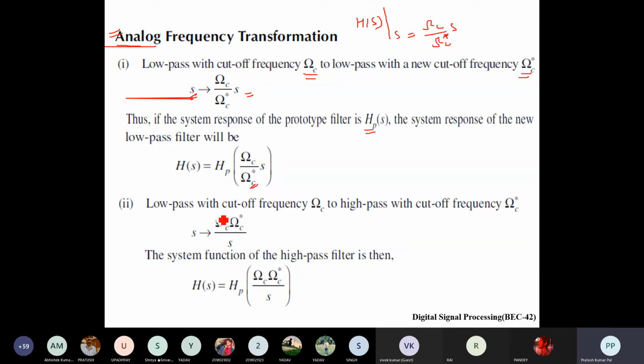Similarly, a low pass filter is given with cutoff frequency omega c, and we need to find a high pass filter with cutoff frequency omega c star. In this case, in the low pass filter transfer function we replace s with omega c times omega c star divided by s. Whenever s is given, we replace it with this value, and it is converted to a high pass filter with cutoff frequency omega c star. Is it simple? It looks simple.